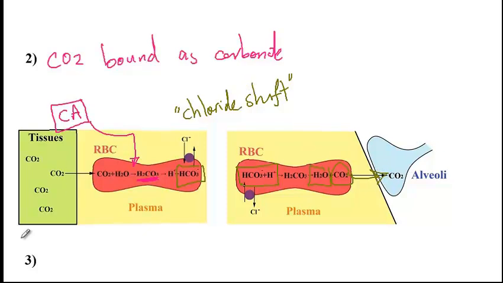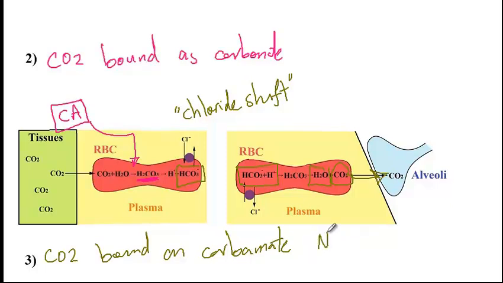And then the final mechanism is CO2 bound as carbamate. So basically carbon dioxide can bind to hemoglobin as carbamate, or NH2COOH. But then this binding depends on whether already that hemoglobin has picked up oxygen or not. If that hemoglobin has not picked up oxygen, then CO2 can bind as carbamate. If it has already picked up, then there will be lower affinity.